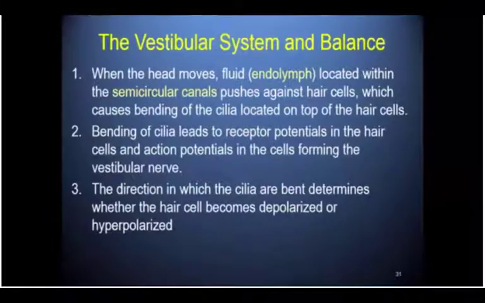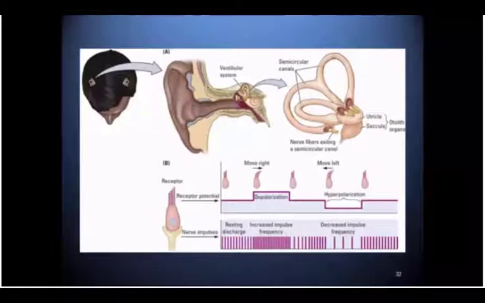We're going to put it into words here, but basically what happens is there's fluid in the semicircular canals that pushes against hair cells. The hair cells are receptors for helping the body understand where it's at, and they provide direction in which way they're being bent. Depending on which way it goes, it's either depolarized or hyperpolarized. But that sensation is feedback that's coming to the brain.